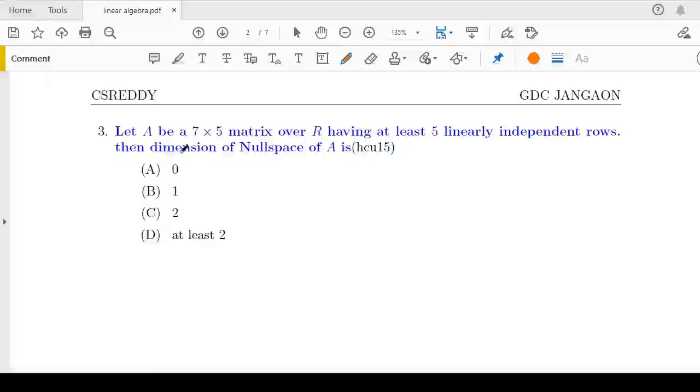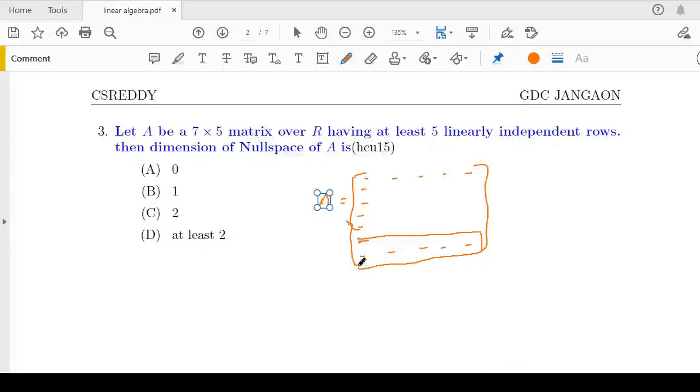Next, let A be a 7 by 5 matrix over R having at least 5 linearly independent rows. Then the dimension of the null space of A is? Given that A is a matrix of 7 by 5, that is 7 rows and 5 columns. But given that A has 5 linearly independent rows, that means A has 5 non-zero rows after echelon form.